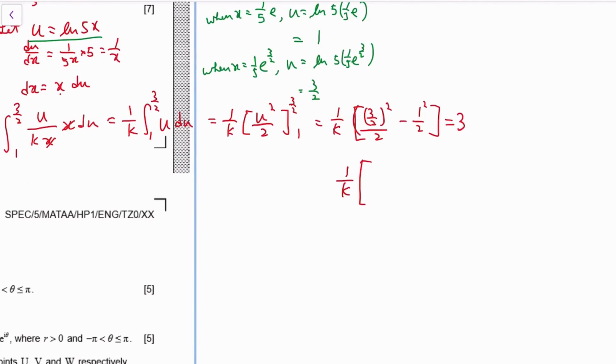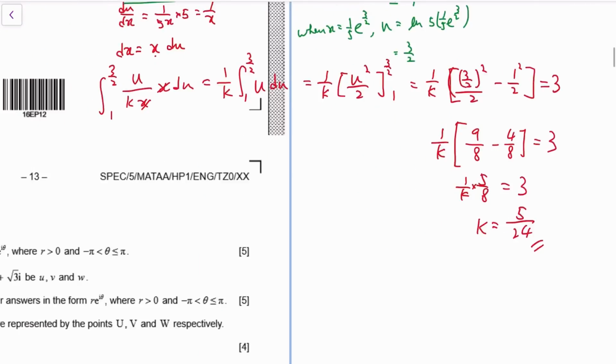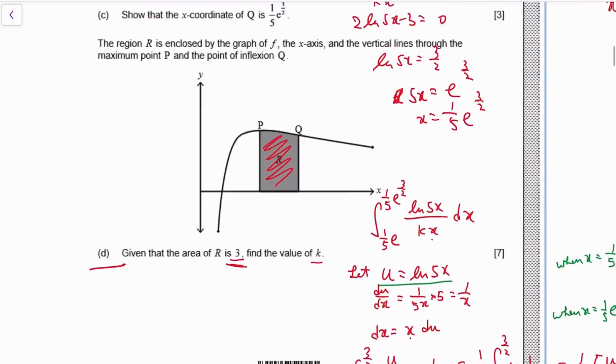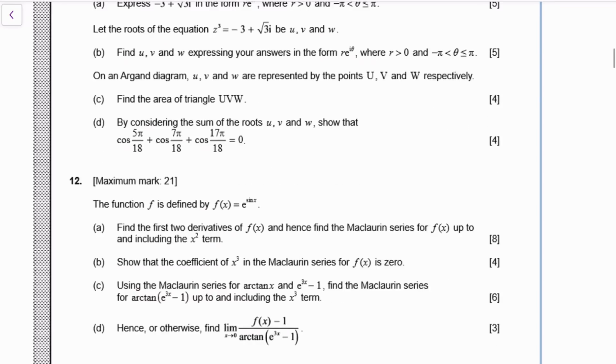So that's 3 over 2 squared is 9 over 4, divided by 2, 9 over 8, minus 1 over 2. 1 over 2 is 4 over 8. So 5 over 8. So k would be 5 over 24, I believe. Okay. Not hard at all, which is fine. It's the first question of Section B. That's usually easy.